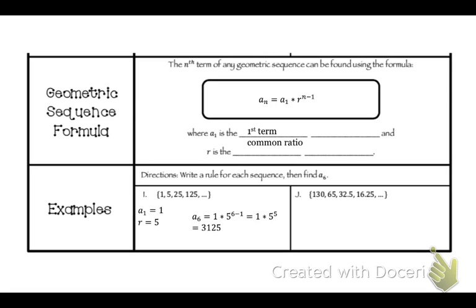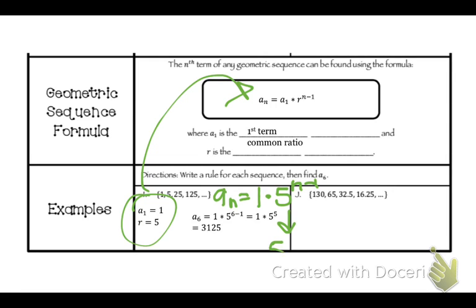And I forgot to write the rule for this. To do the rule, you're just going to take these and plug them in up there. So this is going to be a sub n equals a sub 1, which is 1, times 5 to the n minus 1 power. So this is just 5 to the n minus 1 power. That's our rule.